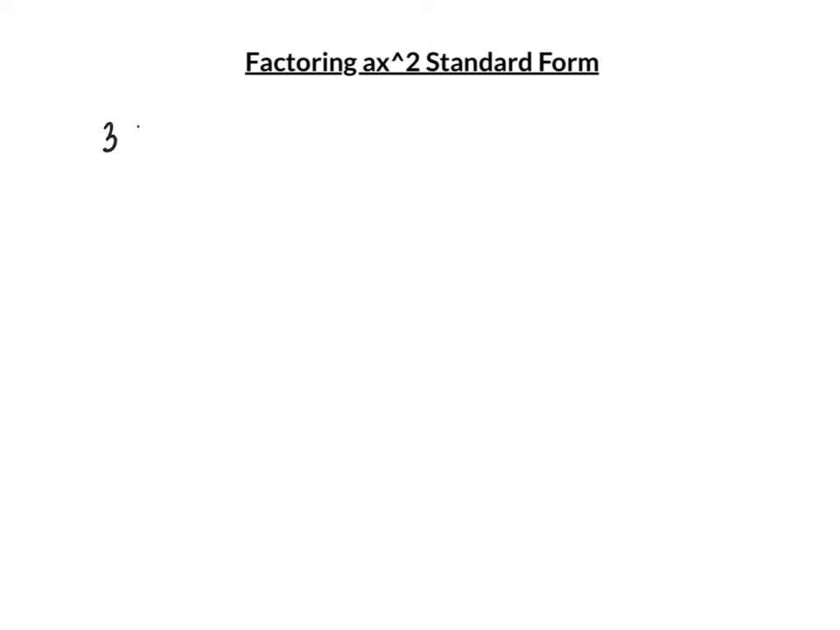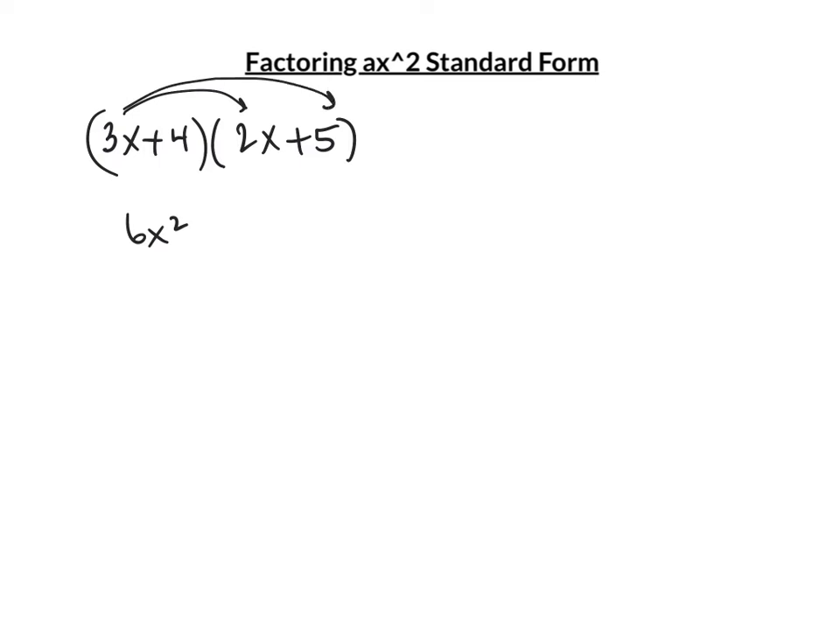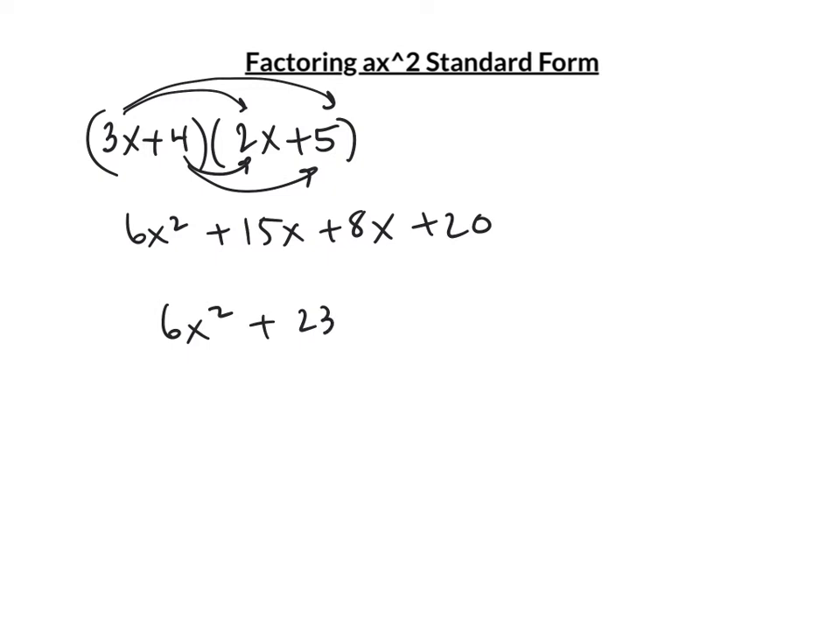When I FOIL 3x plus 4 times 2x plus 5, watch what happens. 3x times 2x is 6x squared. 3x times positive 5 is positive 15x. 4 times 2x is positive 8x. And 4 times 5 is positive 20. And as usual, we simplify the middle. 8 plus 15 is 23. We get 23x plus 20.